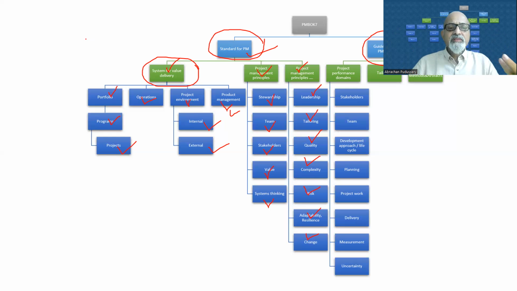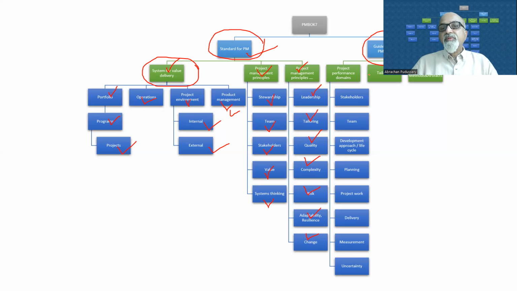So that gives us the foundation, the system for the standard for PM. It helps us to look at things very professionally. And that knowledge will help us to see the larger picture and connect with the extended stakeholders very effectively.